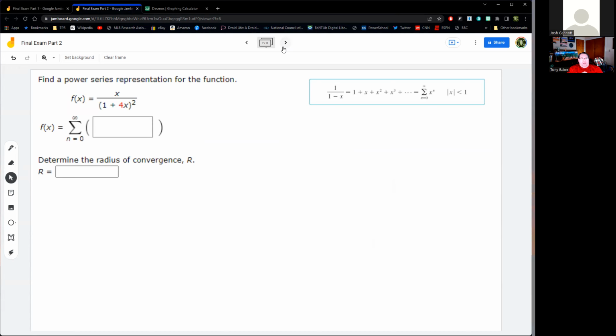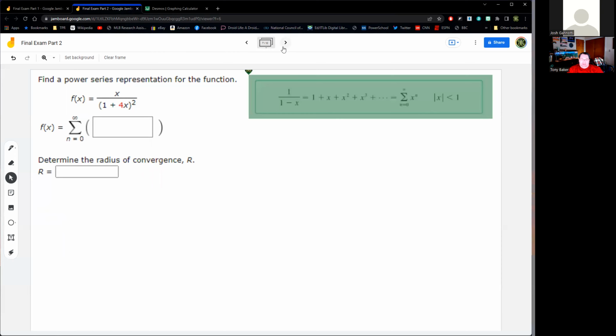So this one, they're giving me a function, and I want to represent it as a power series. So remember that we have this setup over here: 1 over 1 minus x equals the summation of x to the n. So somehow I've got to get that function to look like that. So let's look at the bottom part first. Let's not worry about the squared at the moment, because we're going to do something to get that squared.